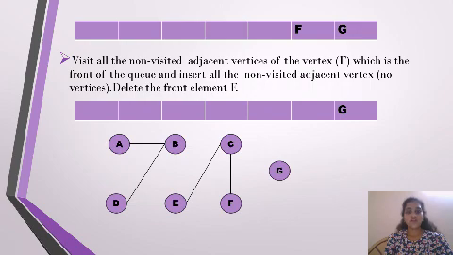Now visit all the non-visited adjacent vertices of the vertex F, which is the front of the queue, and insert all the non-visited adjacent vertices. There is no non-visited adjacent vertex for F. Delete the front element F from the queue. So the queue element is G.